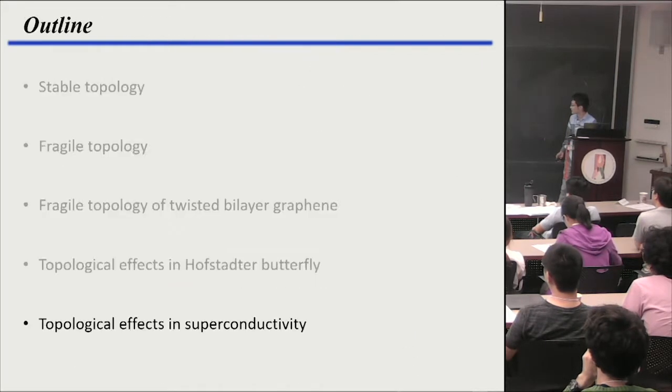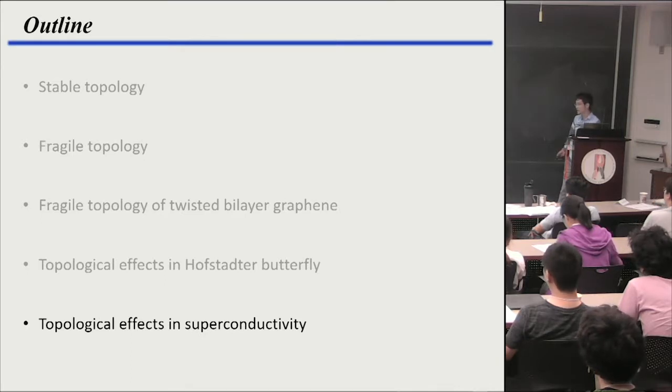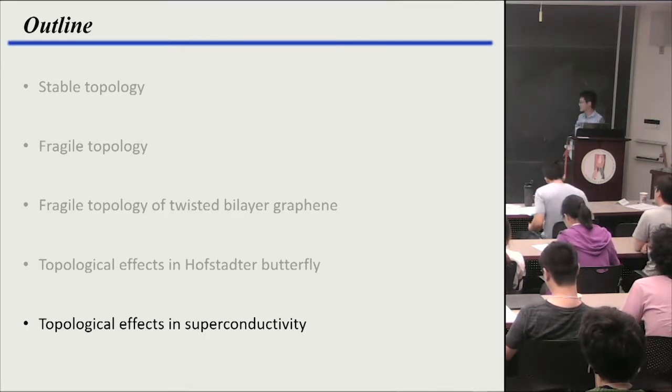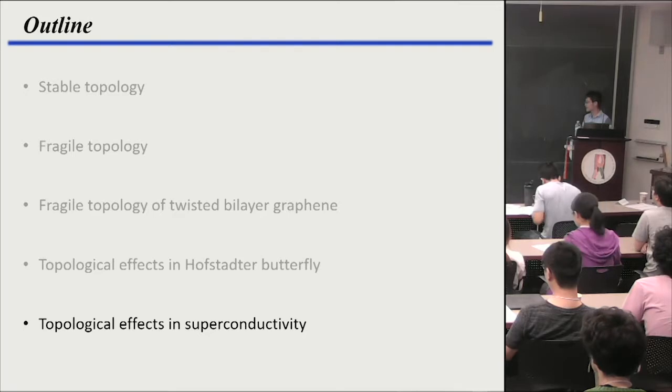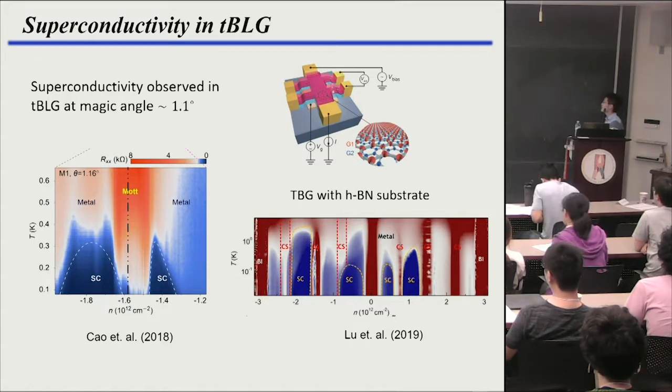Okay, so now let me move to another effect, which is basically that the fragile topology also helps enhance the superconductivity under some conditions. To see that, let me just briefly review. In twisted bilayer graphene, people got interested in this system because it shows superconductivity upon twisting.